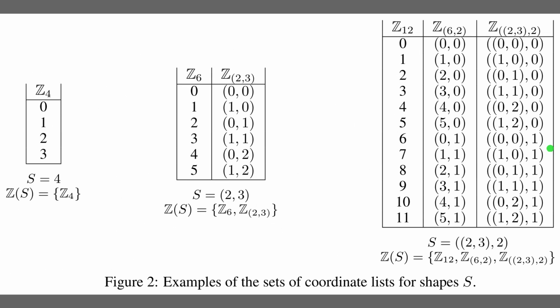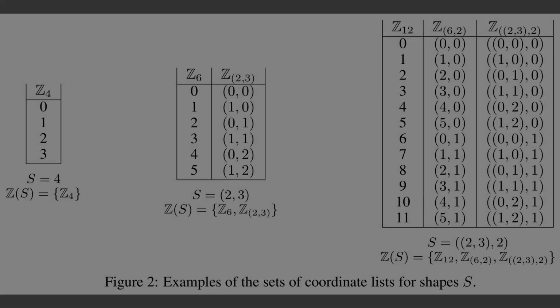So, Figure 2 details how these coordinate systems map indices to shapes. On the far left, a basic shape of size 4 just uses linear integers. In the middle, a 2x3 shape uses coordinate pairs, ordered so the first number changes fastest, which is known as lexicographical order. The most important example is on the right, showing a nested shape. Instead of a flat list of numbers, the first dimension is itself a pair, creating a hierarchy. This structure is what allows the library to verify complex GPU tiling patterns at compile time.